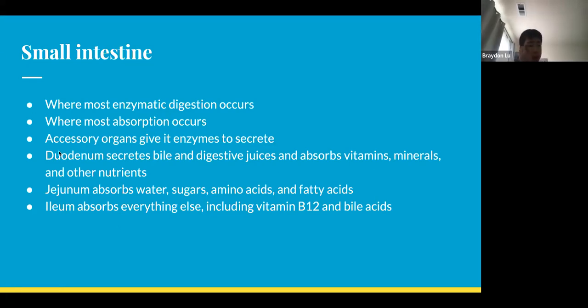The first part of the small intestine is called the duodenum, and it secretes bile and digestive juices, and it absorbs vitamins, minerals, and other nutrients. Jejunum is the second part, and it helps absorb water, sugars, amino acids, and fatty acids. And the last part, the ileum, absorbs everything else, including vitamin B12, remember the intrinsic factor from earlier, and bile acids.